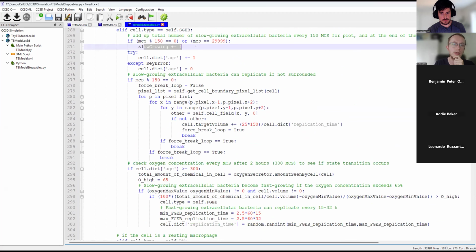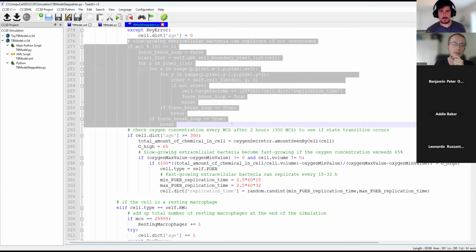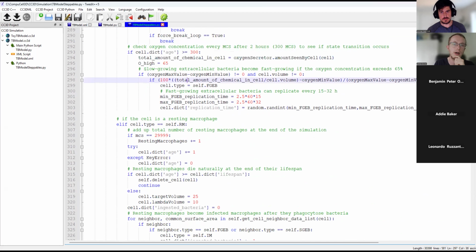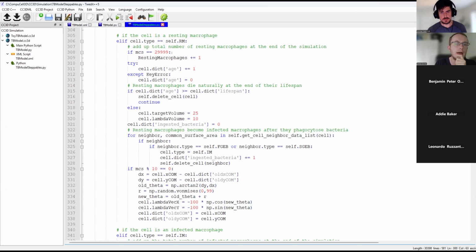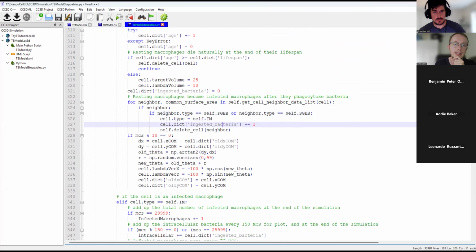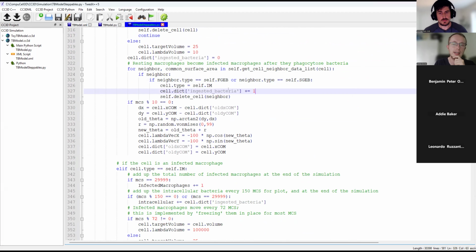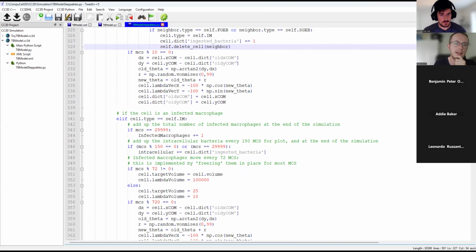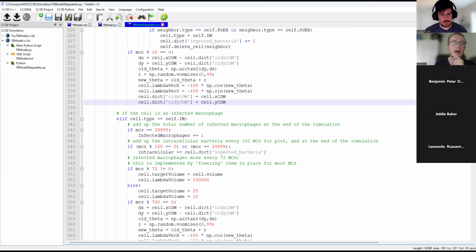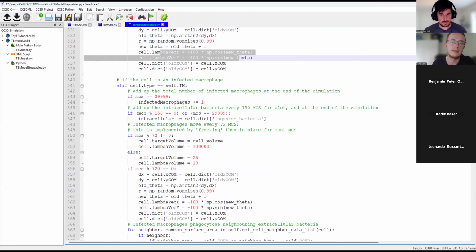Similarly with the slow growing ones, we keep track of how many there are. They can replicate as well if there's space enough around them, and if the oxygen concentration is too high, then they will change to a fast growing state and get a new replication level. The macrophages, if the resting macrophage encounters a bacterium, then it will become infected. And it keeps track of the number of bacteria it's phagocytosed in this ingested bacteria internal dictionary, and it will get rid of the bacterium it's just phagocytosed. And then every 10 Monte Carlo steps, it will get a new external potential force based on this von Mises distribution, and then lambda vec x and y will be updated accordingly.